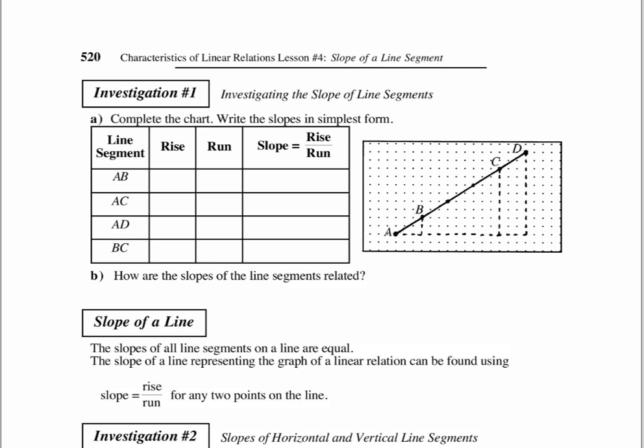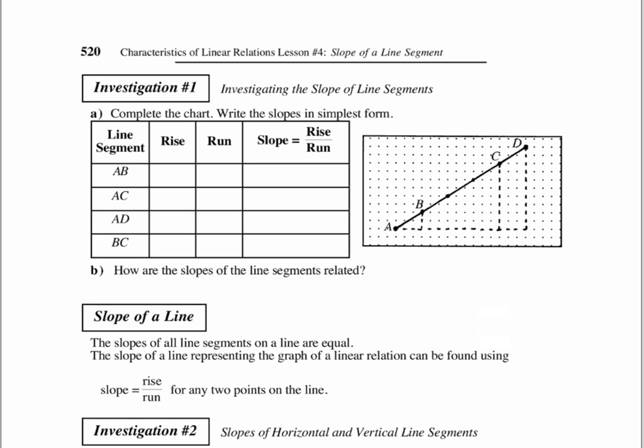Okay, so basically, this investigation 1 is showing how if we have points that are on the same line, those points are called collinear. Collinear points are on the same line. So collinear points are on the same line, and they have the same slope.